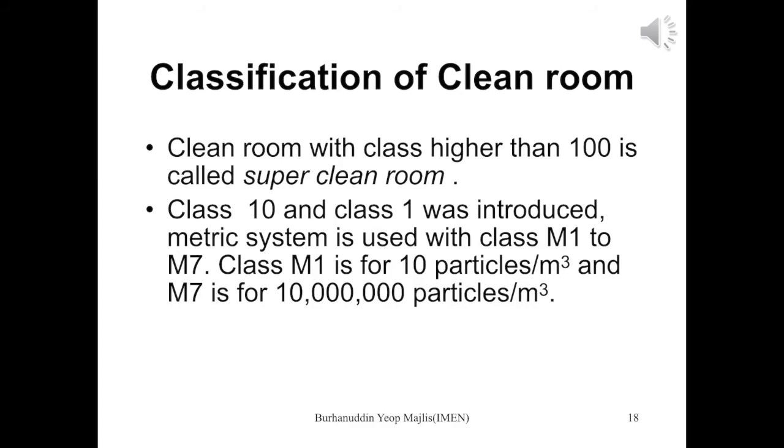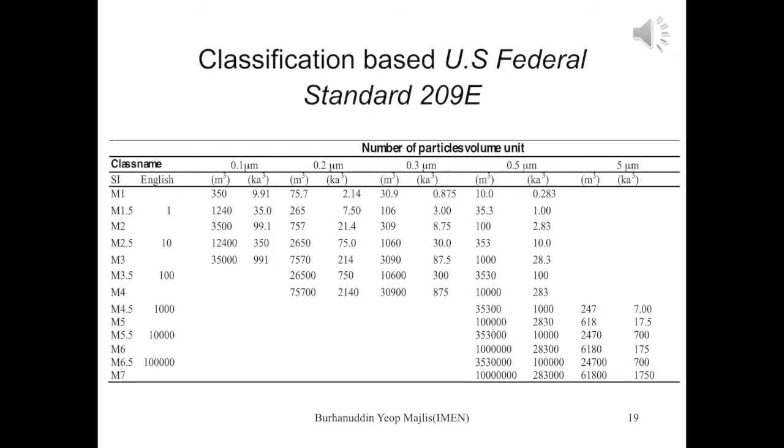So a clean room with a class higher than 100 is called a super clean room. Class 10 and class 1 were introduced. The metric system is used with class M1 to M7. Class M1 is for 10 particles per cubic meter and M7 is 10 million particles per cubic meter. So this is another metric system classification standard.